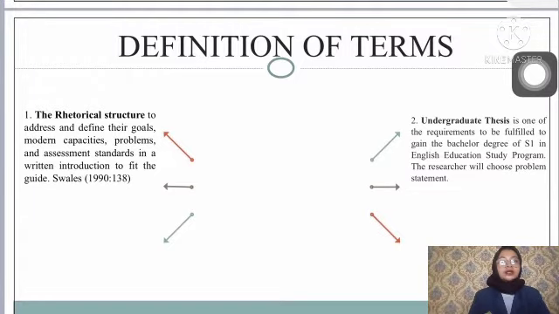First, the rhetorical structure is used to address and define their goals, modern capacities, a problem, and assessment standard in a written introduction to fit the guide by Swales. And the second is undergraduate thesis. Undergraduate thesis is one of the requirements to be fulfilled to gain the bachelor degree of S1 in English Education Study Program. The researcher will choose a problem statement.